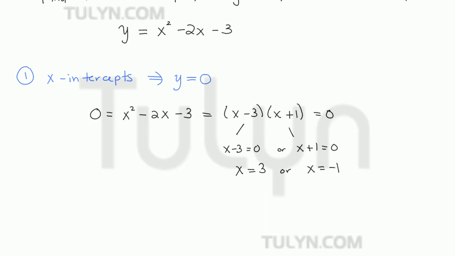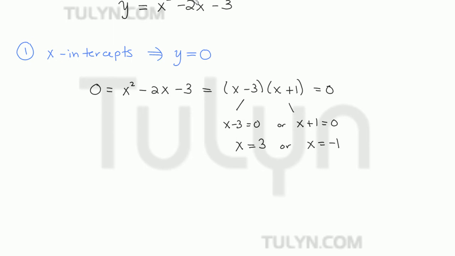So the x-intercepts in this case are the coordinates x comma y. In both cases y is equal to 0 and x is equal to 3 and negative 1. So the x-intercepts are going to be 3 comma 0 and negative 1 comma 0.